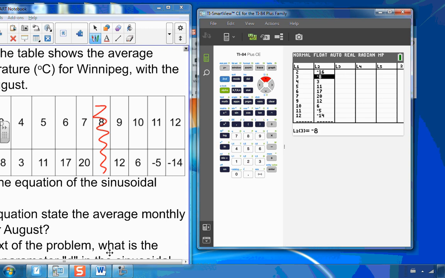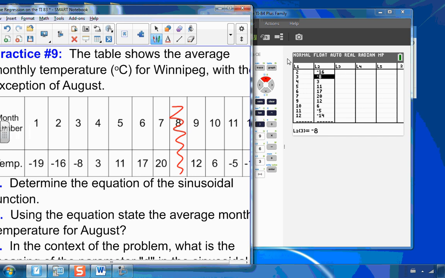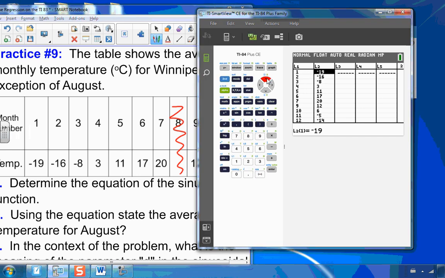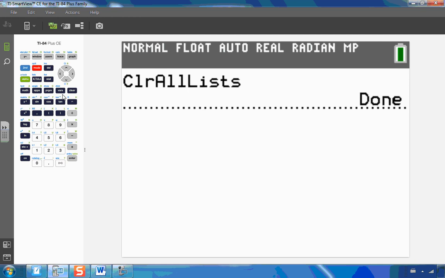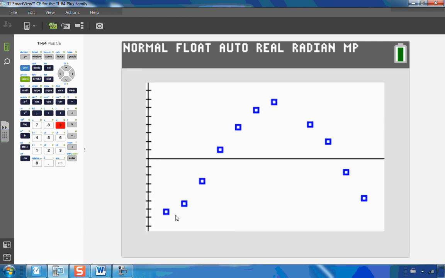And then negative 8, let's just see, negative 8, negative 19, and negative 16. Yeah, that looks good. Okay, so let's get out of there. Now that we've done that, we're going to do our window setting, which is zoom 9, zoom stat. So there's the points, nice sine wave. So it looks like we're good and we're in the right direction.